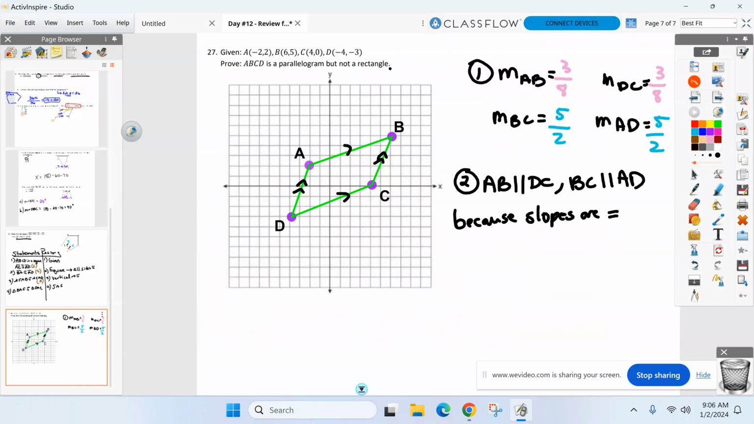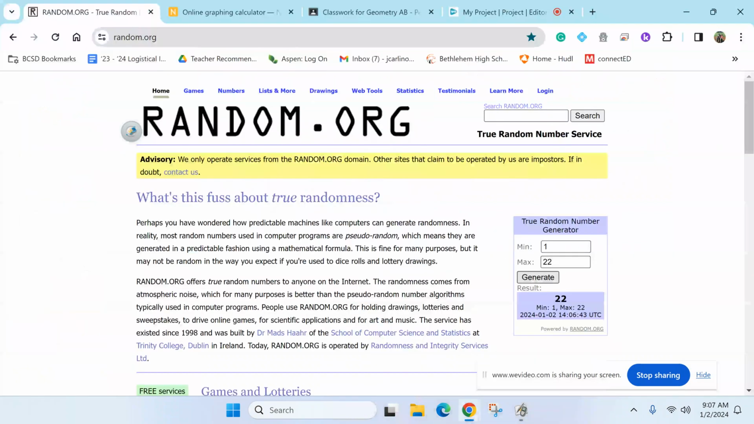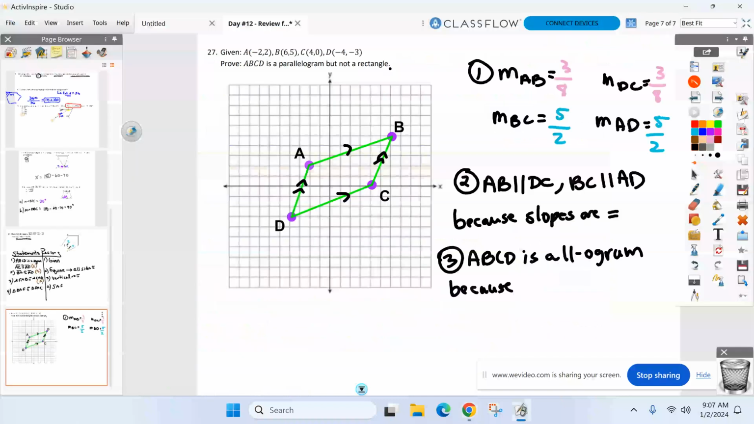So step 2, tell me what you learned from step 1. Now we can say it's a parallelogram. ABCD is a parallelogram, because... How do we know? Look at the work we just did. Vinny, why is it a parallelogram? Opposite sides are parallel. There we go.